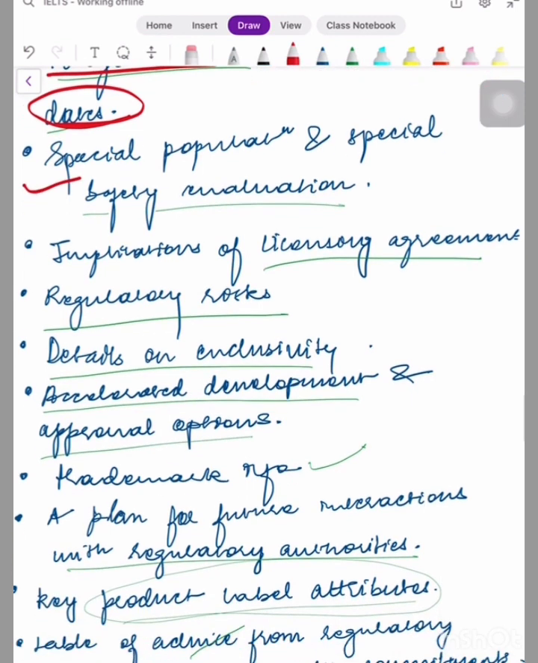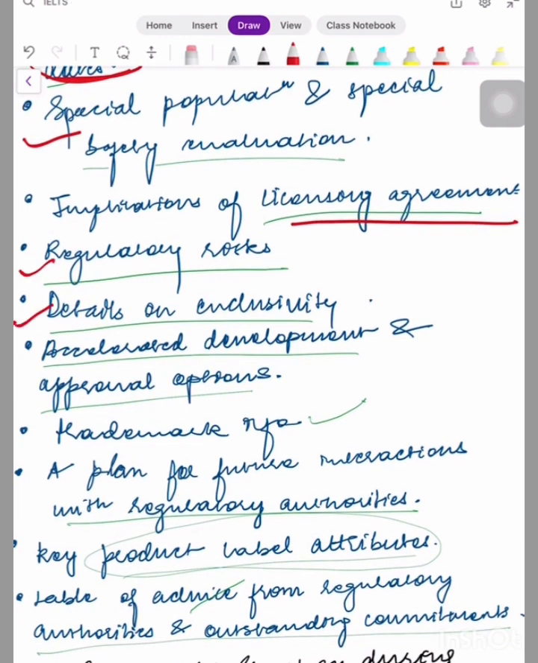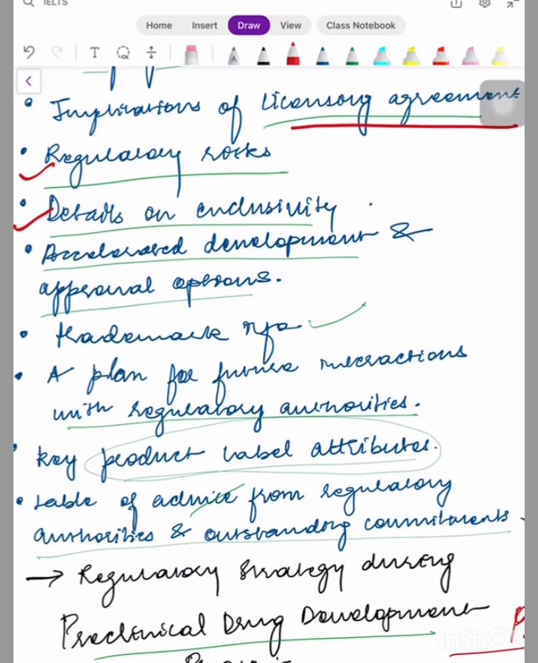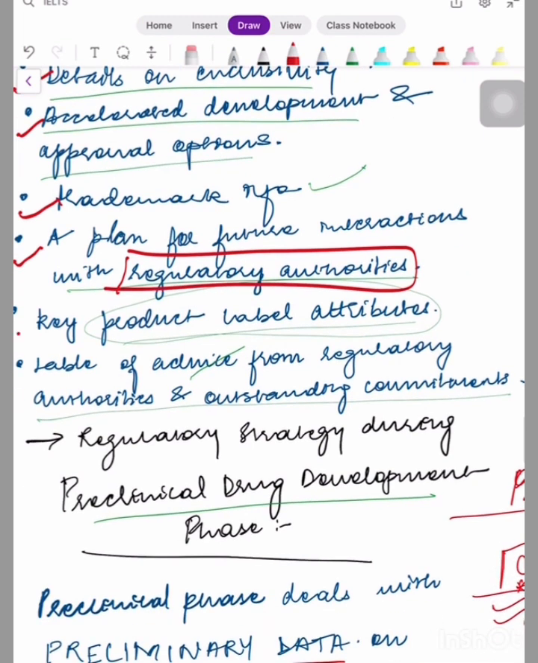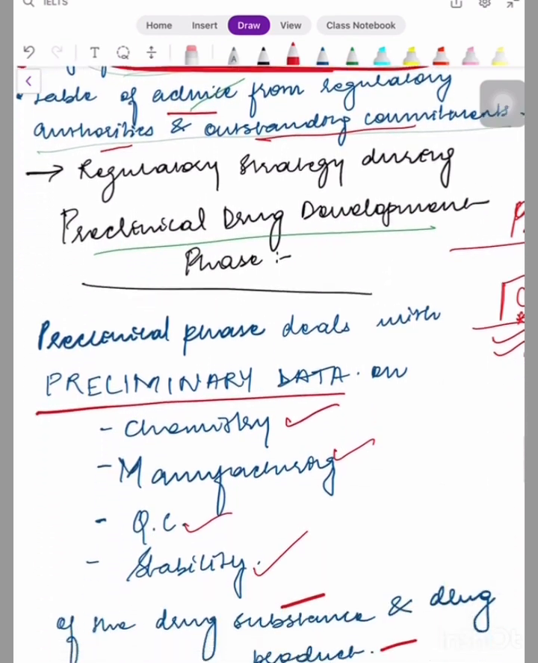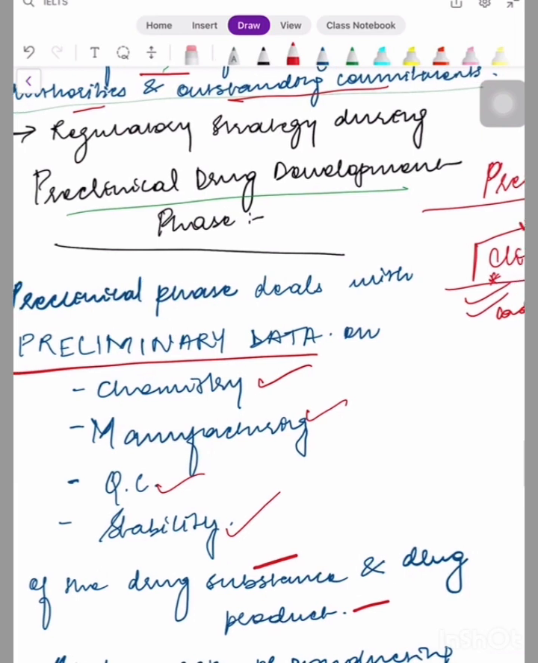self-explanatory. Implications of licensing agreements, regulatory risk, details on exclusivity, accelerated development and approval options, trademark info, a plan for future interaction with the regulatory authorities if you want to meet them. Key product label attributes, what are the attributes of the key product label, and table of advice from regulatory authorities and outstanding commitments.